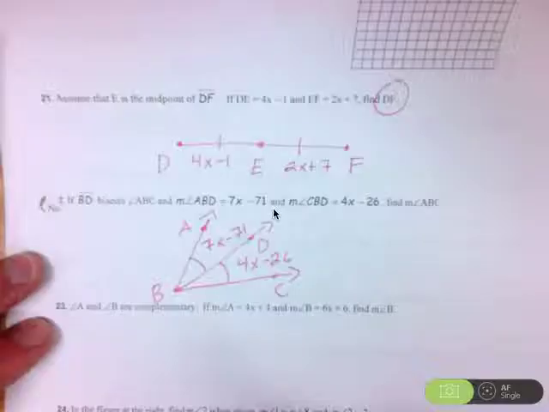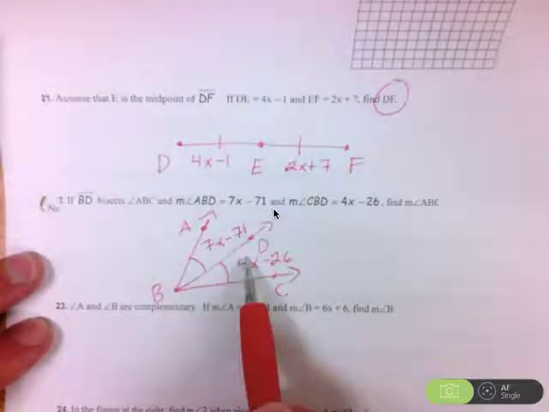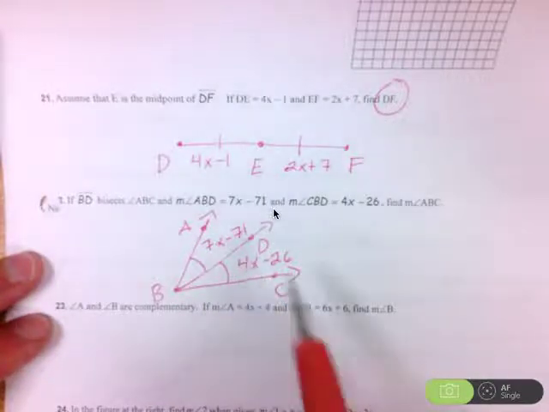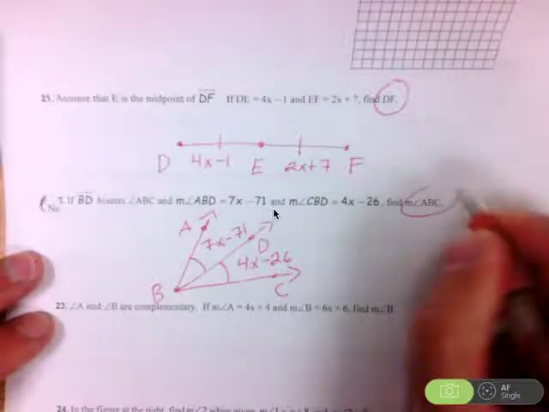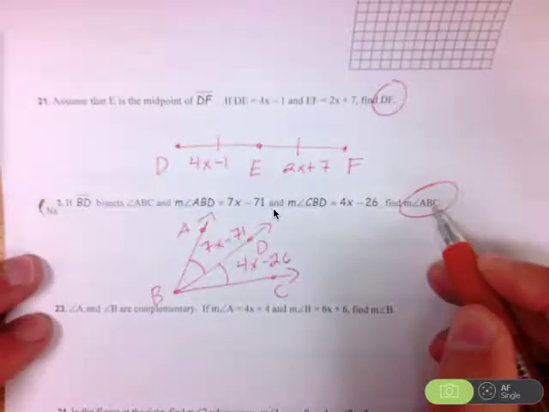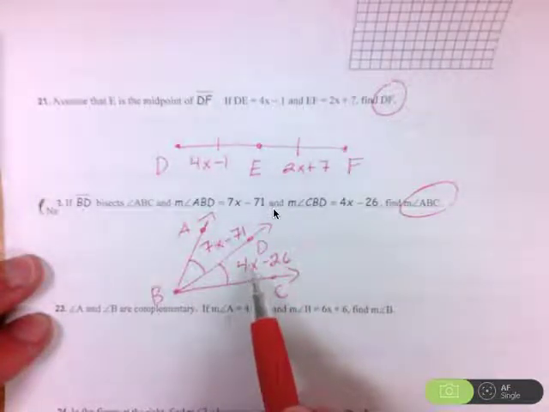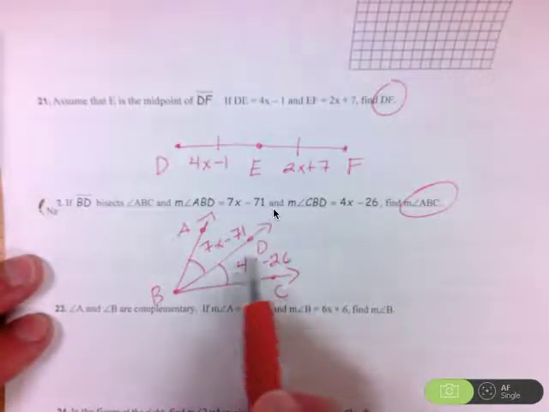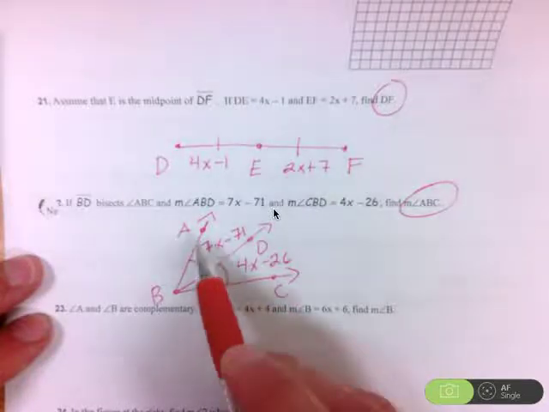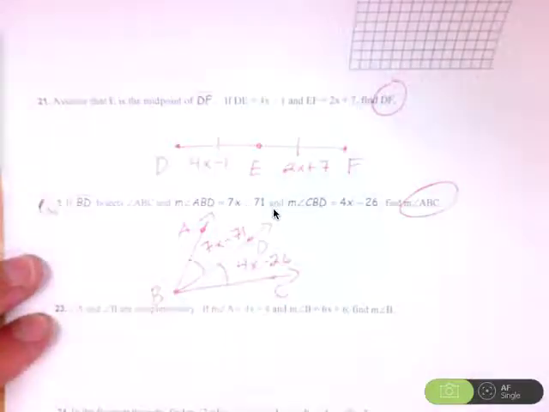So this time, again, you can write a relatively simple equation to solve for x, but you're not done until you find the measure of the entire angle, ABC. So you're going to have to substitute your value for x back in order to find this measure and find this measure so that you can add them to get ABC's measure.